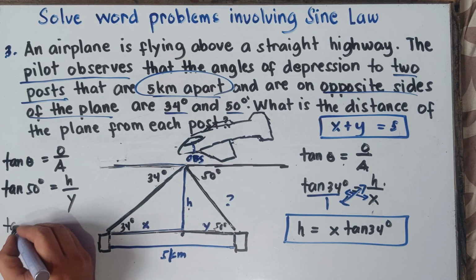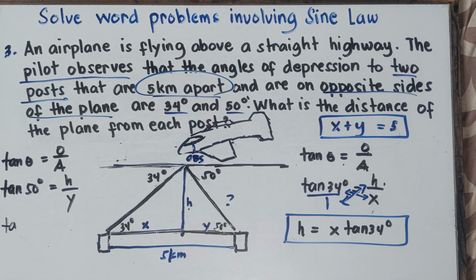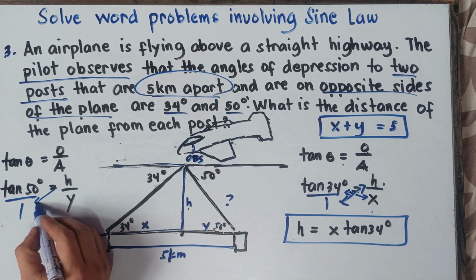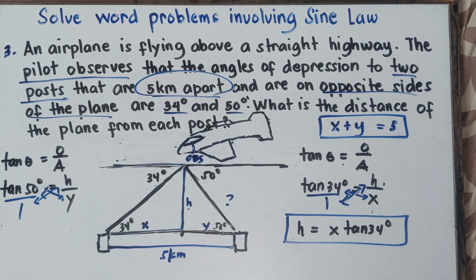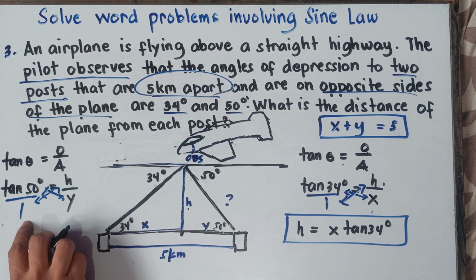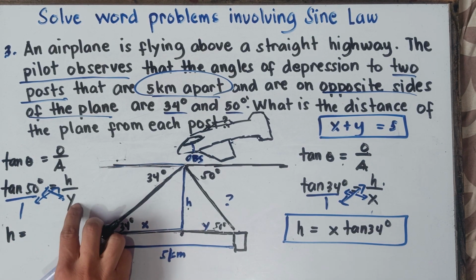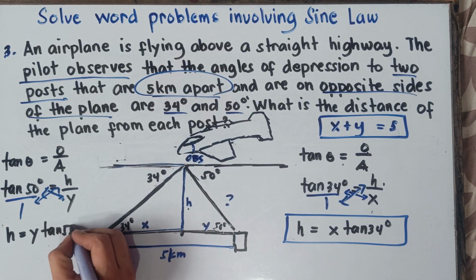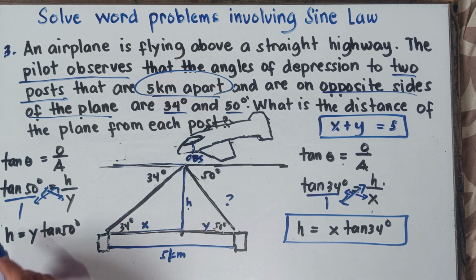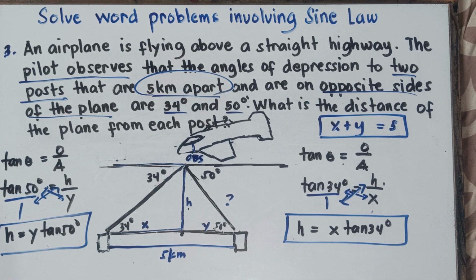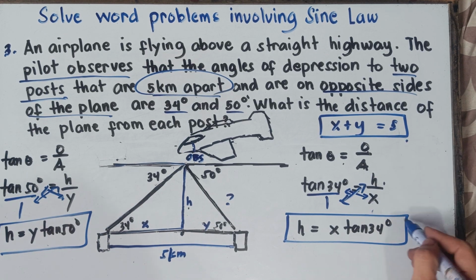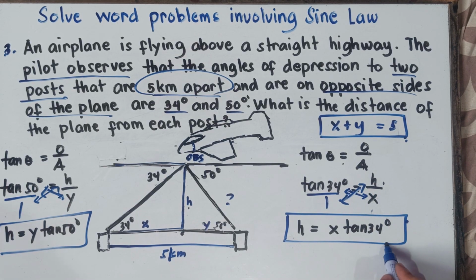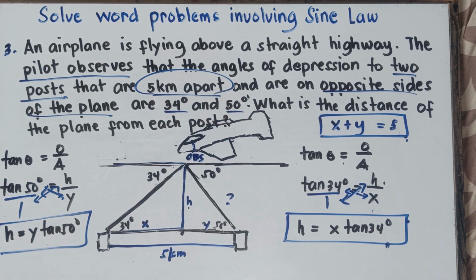We can do cross multiplication to find h. Understood that there's a 1 here, so simply cross multiply. h times 1, that would be h is equal to y times tangent 50 degrees. Simply copy y tangent 50 degrees, and this will be our second equation, class. So this is the first equation and the second equation, and then the third equation.